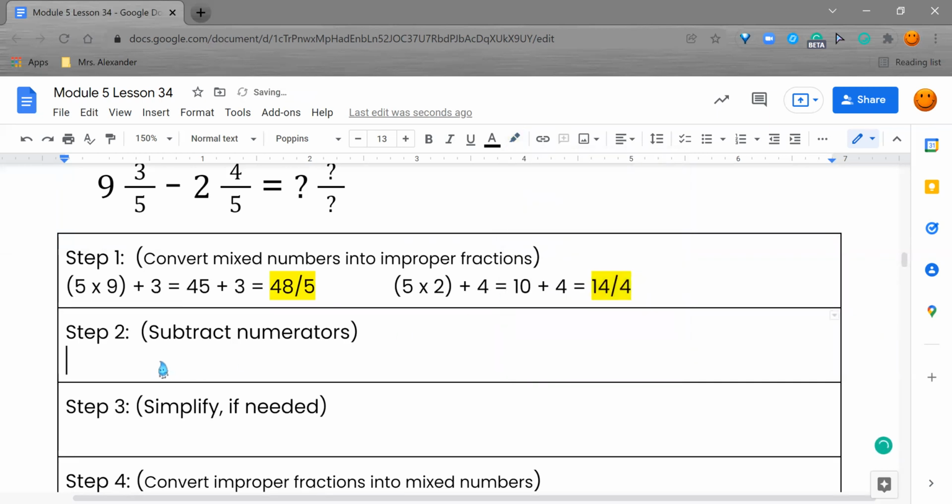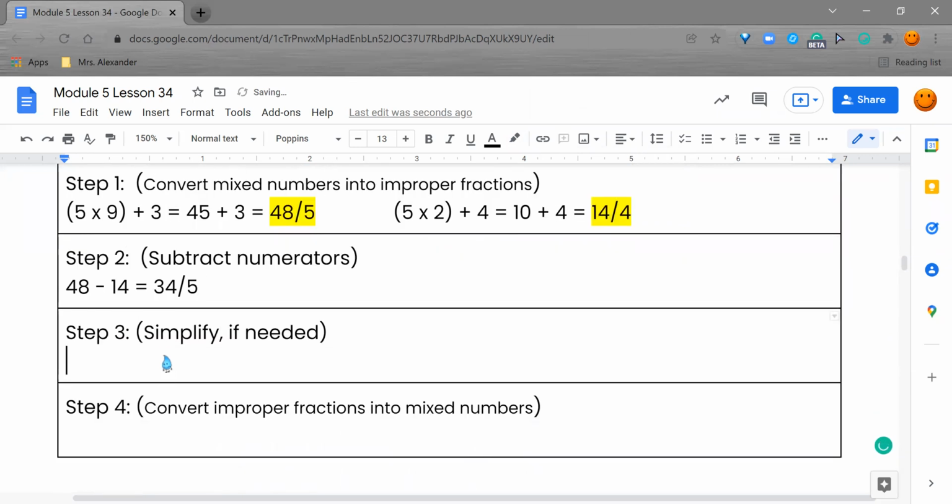So now I'm going to take the 48. I'm going to subtract the 14, which equals 8 minus 4 is 4, and then 4 minus 1 is 3. So 34 is my new numerator, and I put it over my denominator. So I'm going to write 34 fifths. And I'm looking at 34. It's even, but it's not a 5. And I know that 5 doesn't go in 34 because it doesn't end in a 0 or a 5. So right here, I'm at its simplest form.